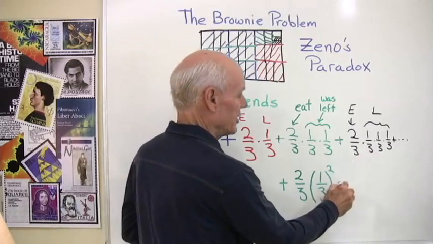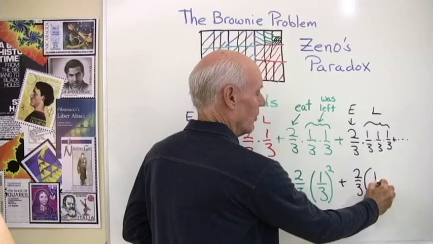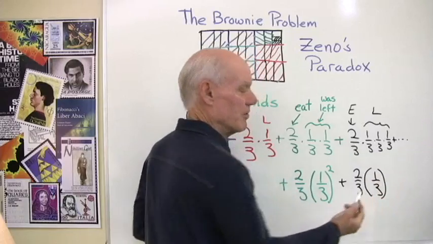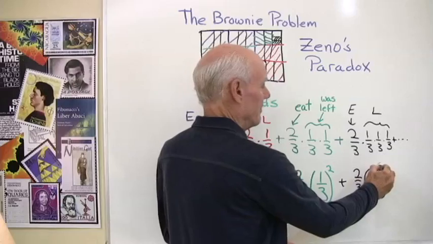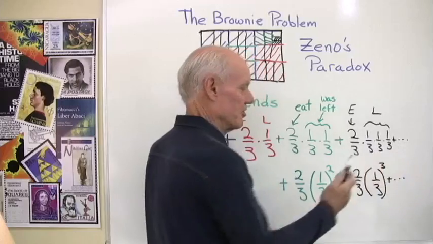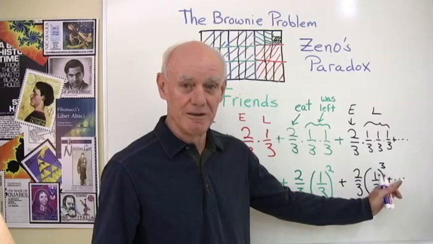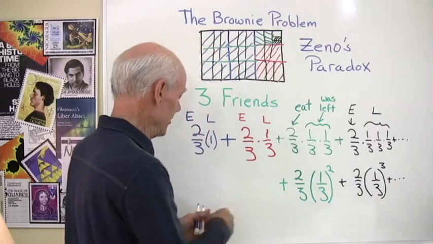If I go to this next term, it would be 2/3 times 1/3 to the third power. And then sometimes when you do that, it makes it easier to extend it. The next one would just be 2/3 times 1/3 to the fourth power. Let's go back in this direction.